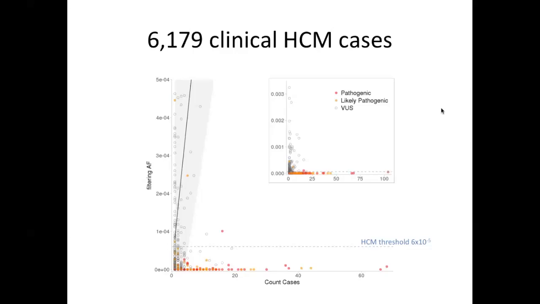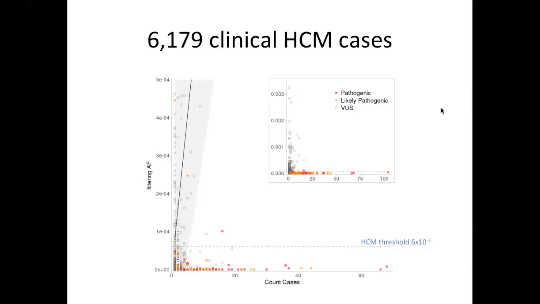The count of cases is on the x-axis, and up the y-axis we have the filtering allele frequency. The variants are coloured by pathogenicity. This black line and the surrounding grey section indicate where the count in cases and the allele frequency in gnomAD are roughly equivalent. And this blue line across the bottom is the HCM threshold that we calculated earlier, of 6 times 10 to the minus 5. The little plot is the zoomed out version, and the bigger plot is actually the bottom left-hand corner.